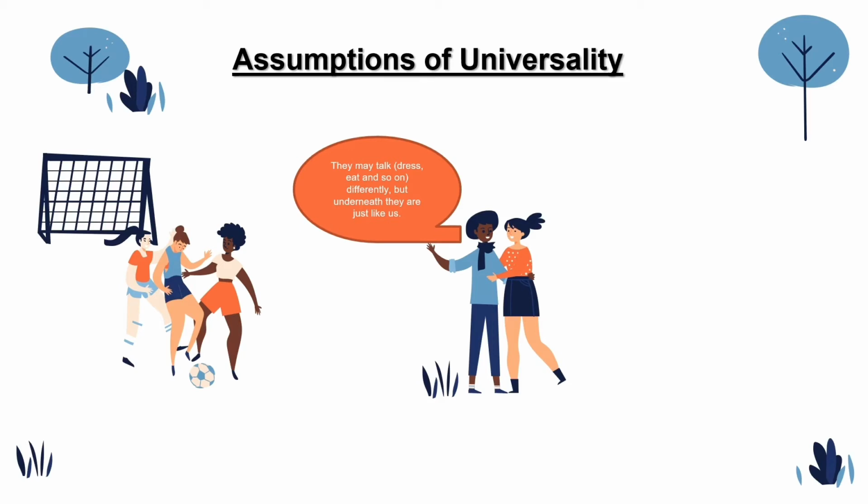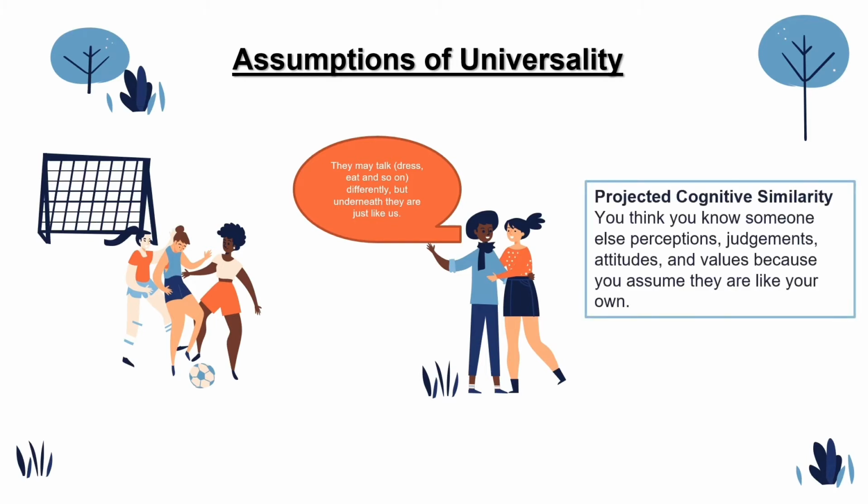The reason is that people underneath are in fact not alike, as we already know that culture is the whole view of the universe, by which people assess the meaning of life and their appropriate response to it. Having different cultures means that people have completely different views of the whole universe, and how they react to things is in fact not the same. To assume that you know how someone else is thinking based on your own opinion is called projected cognitive similarity. It occurs when you think you know someone else's perceptions, judgment, attitudes, and values because you assume they're just like you. And assumption of universality can lead to disrupted communication and conflict.